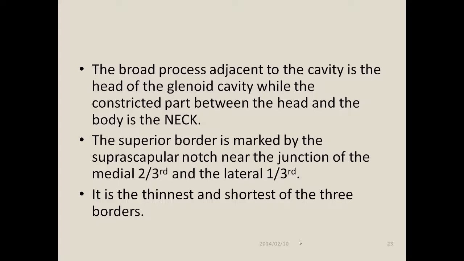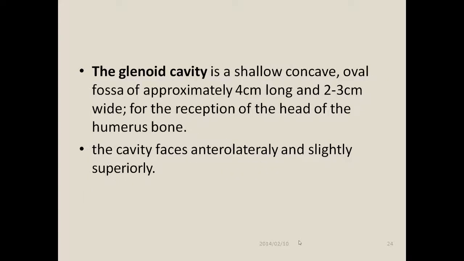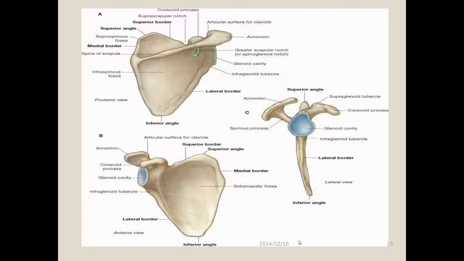The superior border is marked by the suprascapular notch near the junction of the medial two-thirds and the lateral one-third. It is the thinnest and shortest of the three borders. The glenoid cavity is a shallow concave oval fossa, approximately 4 cm long and 2 to 3 cm wide, for the reception of the head of the humerus bone. The cavity faces anterolaterally and slightly superiorly.